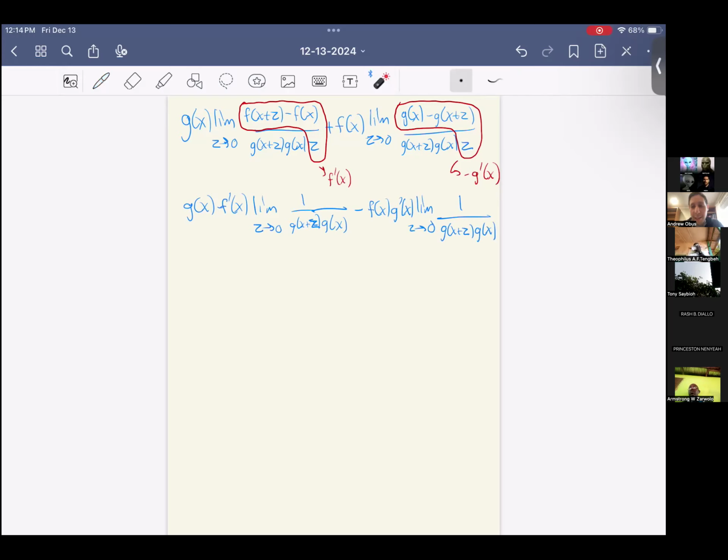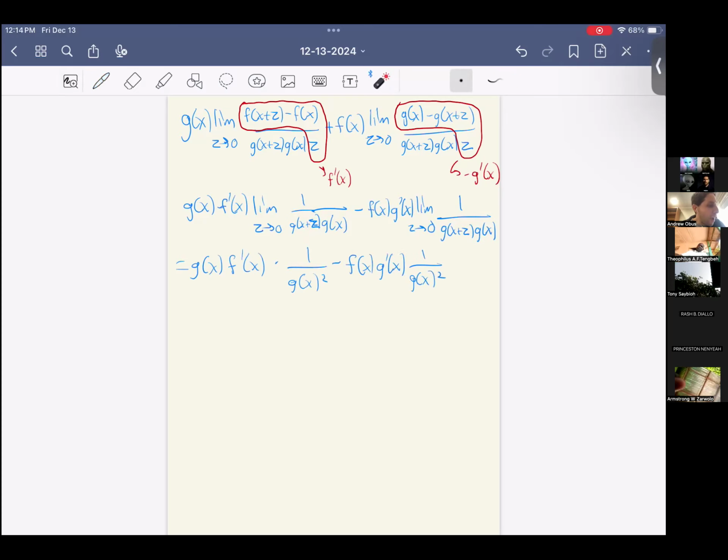And now what is the limit as z goes to 0 of 1 over g of x plus z, g of x? Well, as z goes to 0, x plus z just becomes x. So this is just 1 over g of x squared. And the same thing over here. So this is equal to g of x, f prime of x, times 1 over g of x squared, minus f of x, g prime of x, times 1 over g of x squared.